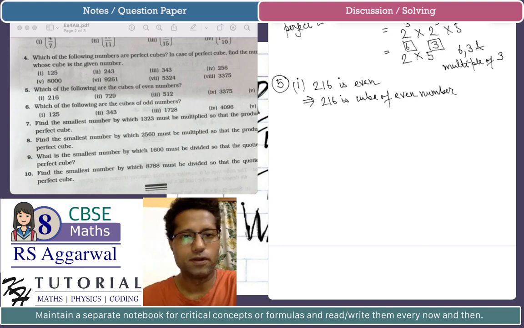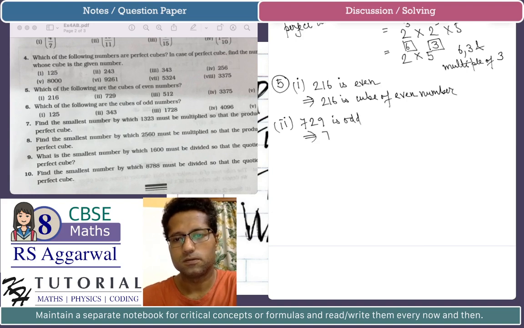So which of the following are cubes of even numbers? Okay. So this is asking which of the numbers are the cubes of even numbers. 729 is odd. So this implies 729 is cube of an odd number.